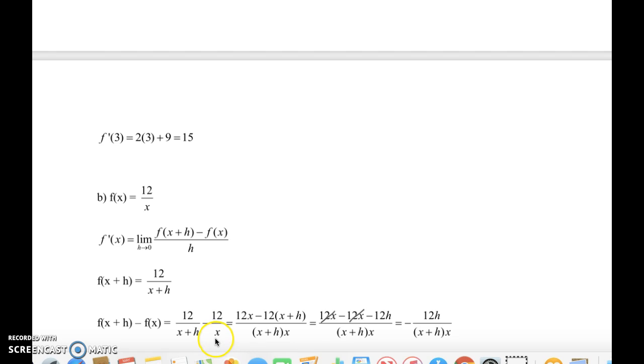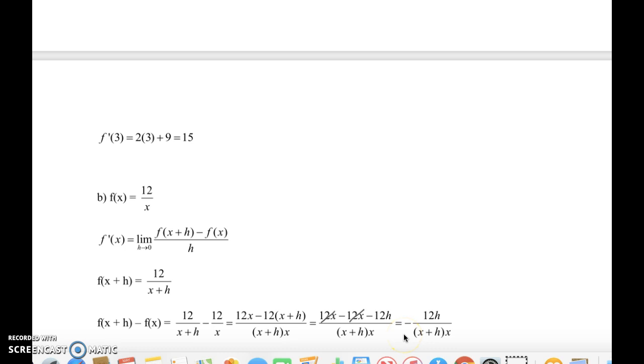So our common denominator in this case is x times x plus h, which means that this first fraction gets multiplied by x, which leaves us with the 12x. We're going to subtract 12, and we needed to multiply this fraction by x plus h. And so there's our x plus h. Then we can write it as one fraction. From here, we have to distribute, and we're going to see that our 12x's cancel out, and we are left with negative 12h on the top, and x plus h times x on the bottom. And notice the negative stays. Don't drop your negative, right? And so this is our function.